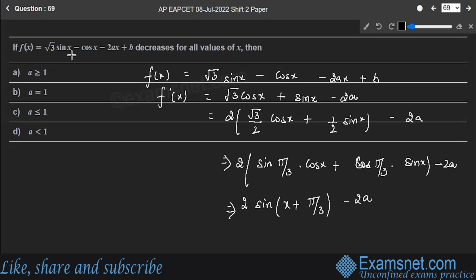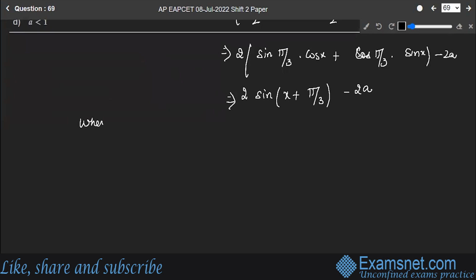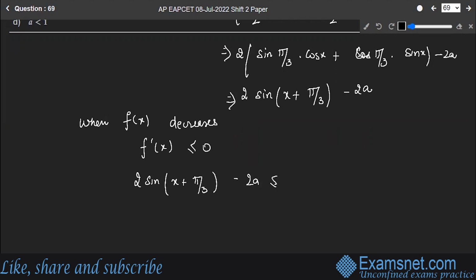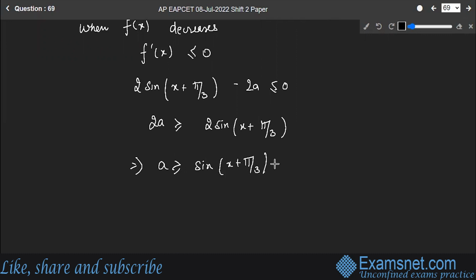Now in the question it is said that f(x) decreases for all values of x. Now when f(x) decreases, then the first derivative is less than or equal to 0. That means 2 sin(x + π/3) − 2a is less than or equal to 0. That means 2a is greater than or equal to 2 sin(x + π/3). This gives you, 2 will cancel, that is a is greater than or equal to sin(x + π/3).